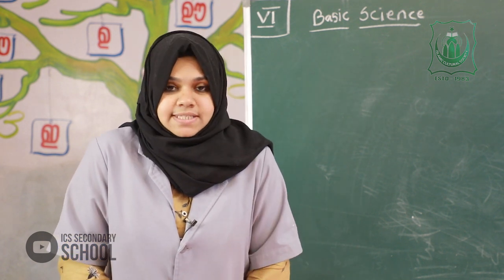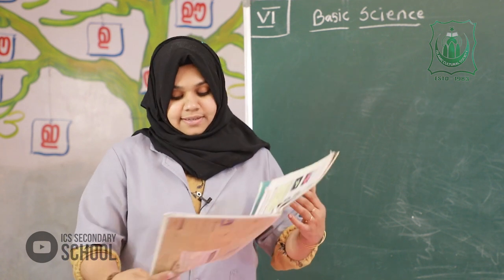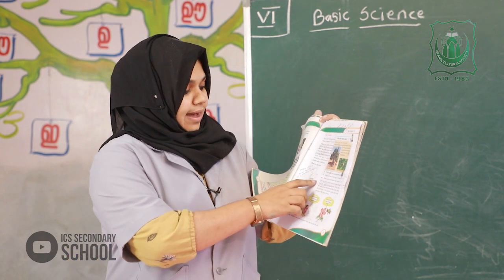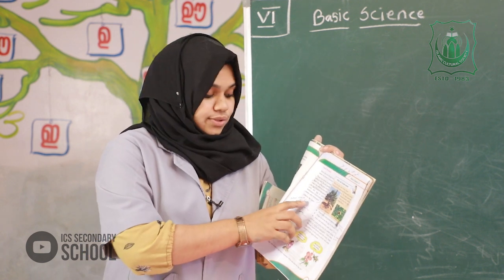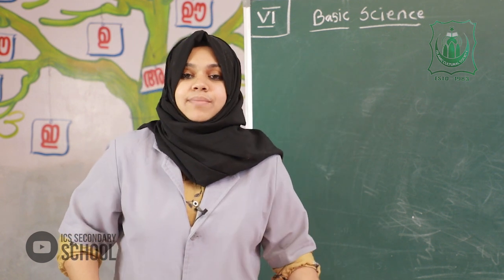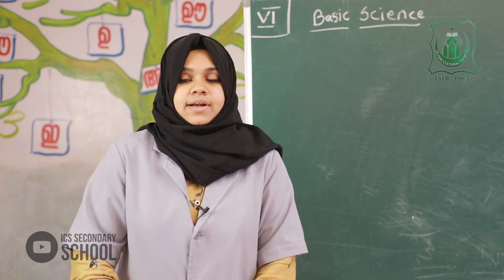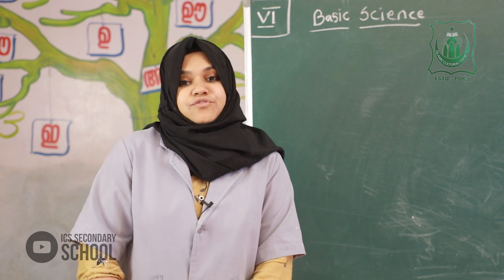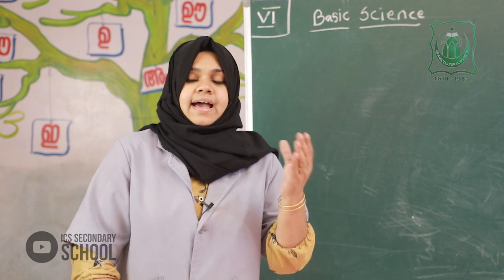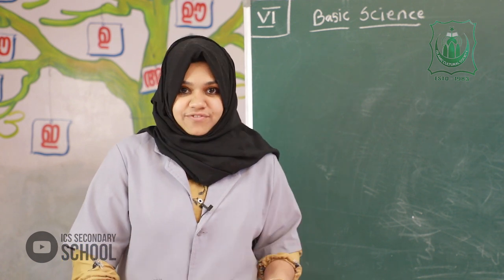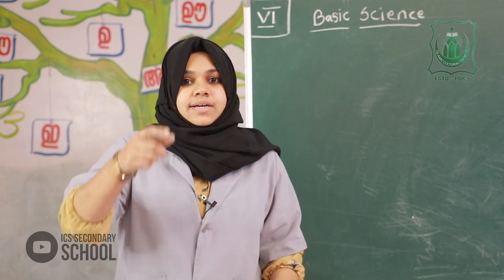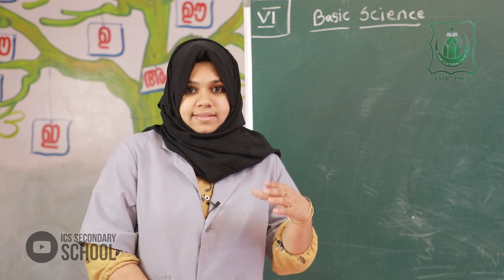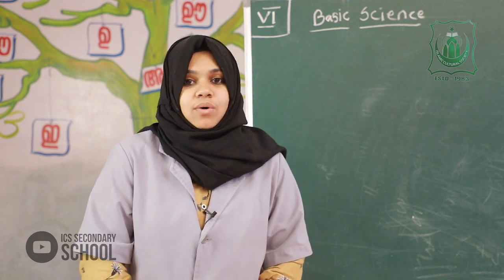Before that, first the pollen grains from the anther should reach the stigma for fertilization. Anther to stigma. How does this happen? By insects, ants, wind or water. The pollen reaches the stigma first. Then from the stigma it goes to the ovary. Then fertilization occurs.